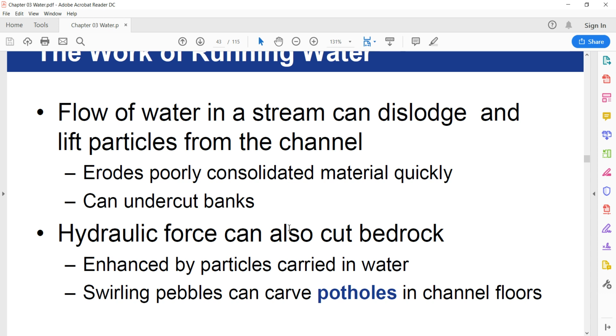Hydraulic force can also cut bedrock. So bedrock is the landscape, or just like the term indicates, it is the bed over which the river is flowing. So the river bed is sometimes made up of soil or sediment, and on the other hand, sometimes it is made up of a rocky material. So the rocky material is called bedrock, and with so much energy that the river is carrying as it originates in the headwater, it even has enough energy to cut through this bedrock. So sometimes it can cut through the bedrock, and it can pick up even more sediments by causing erosion in the bedrock. And this erosion is enhanced by the particles carried in water.